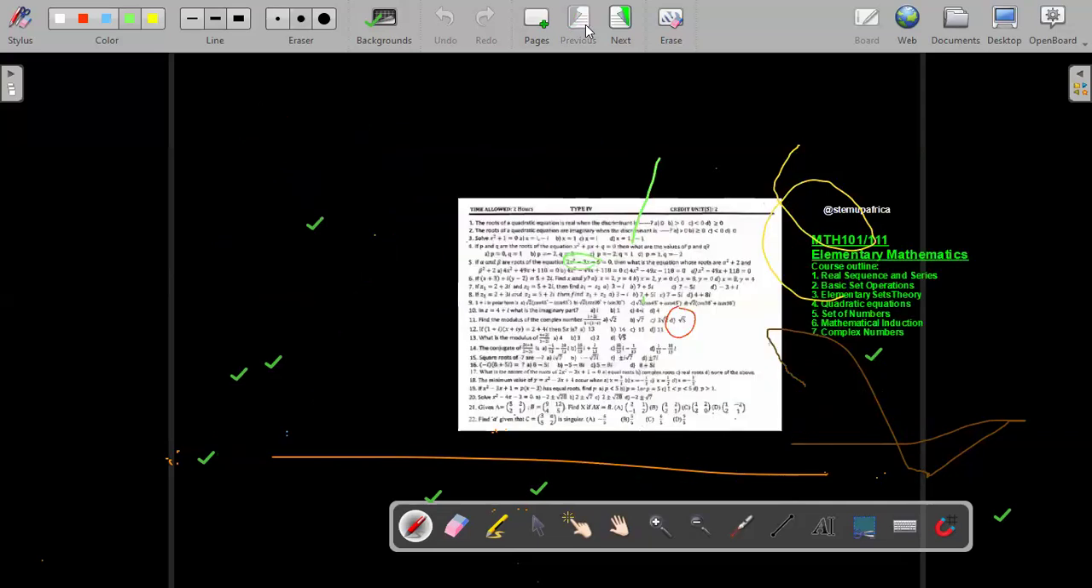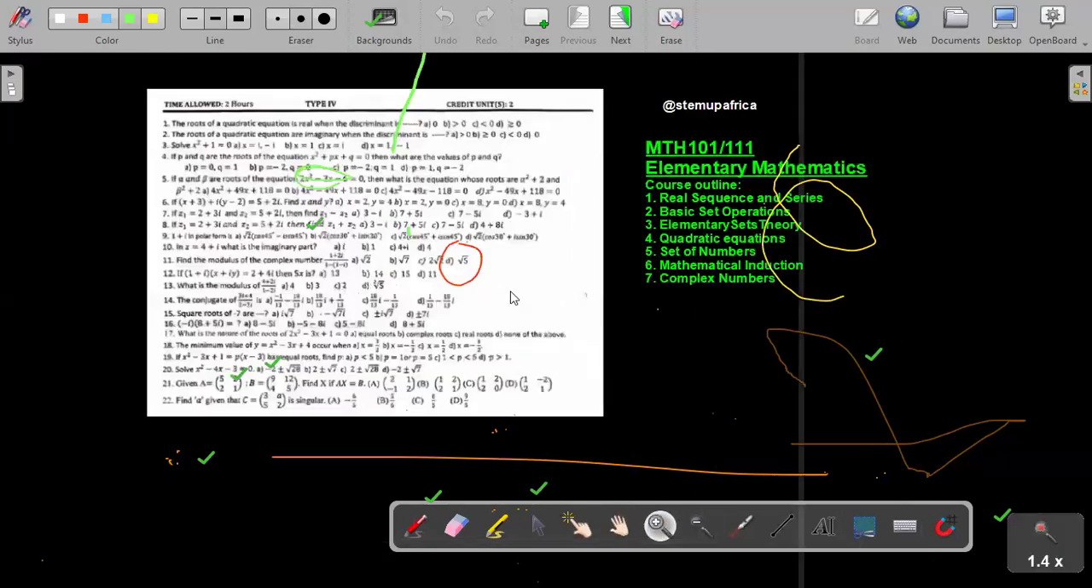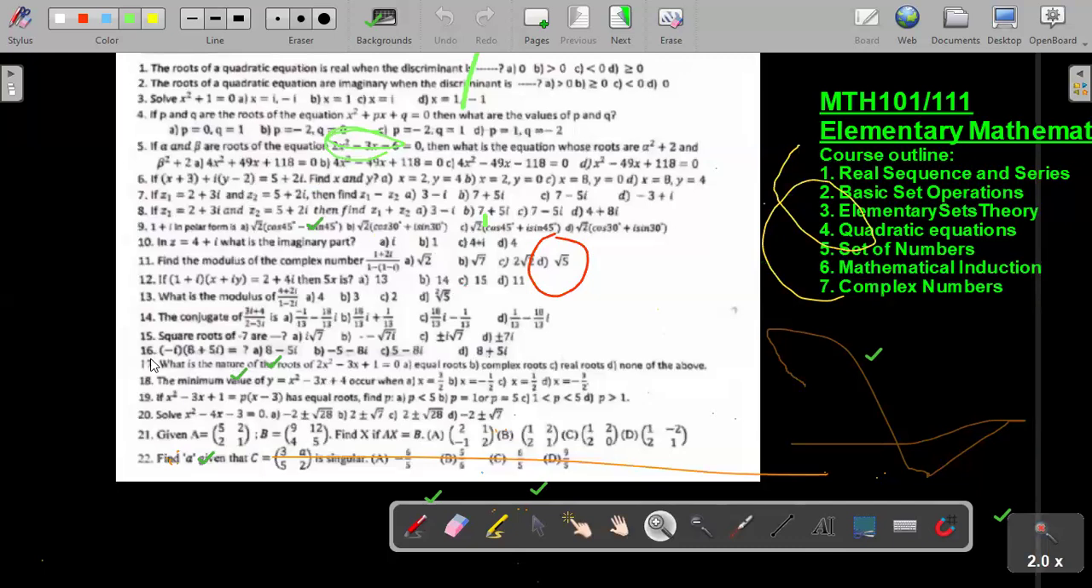According to the question, let's check which of the options is right. Let's check which of them is correct. So we are having 2 plus or minus root 7, which is option B. So this is all we can take for today.